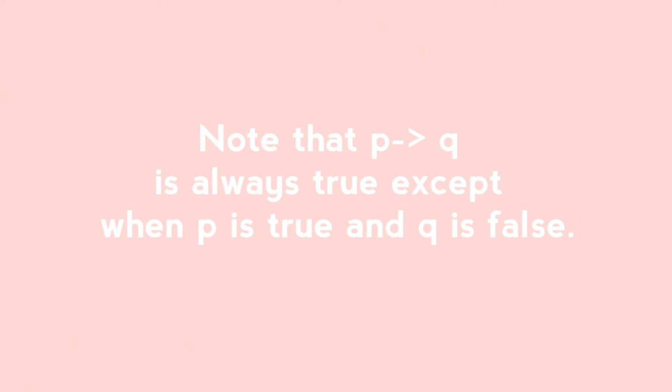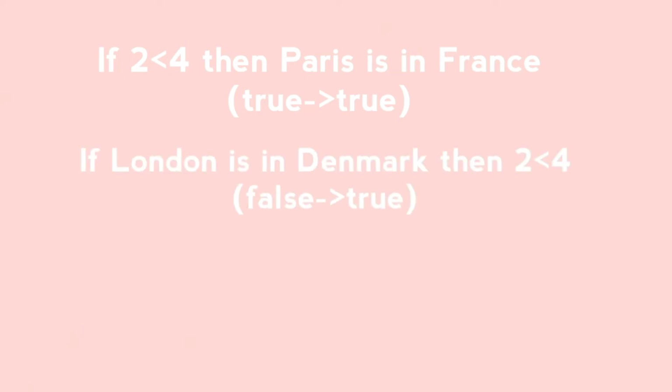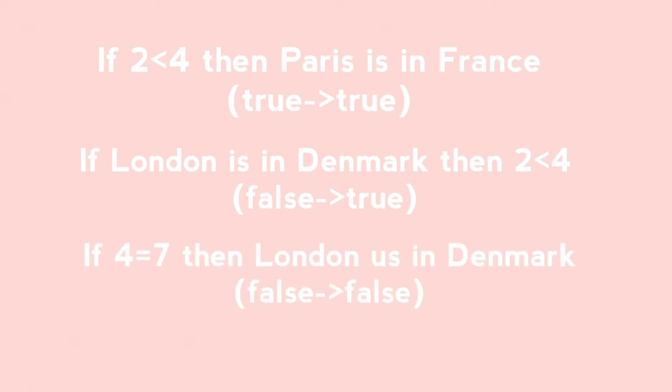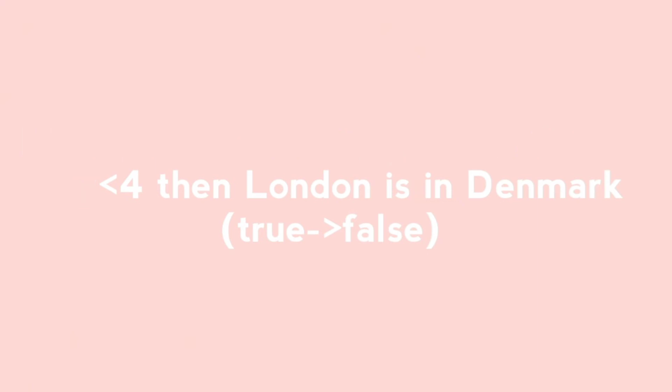Note that P implies Q is always true except when P is true and Q is false. So, the following sentences are true. If 2 is less than 4, then Paris is in France. If London is in Denmark, then 2 is less than 4. If 4 is equal to 7, then London is in Denmark. However, the following one is false. If 2 is less than 4, then London is in Denmark.